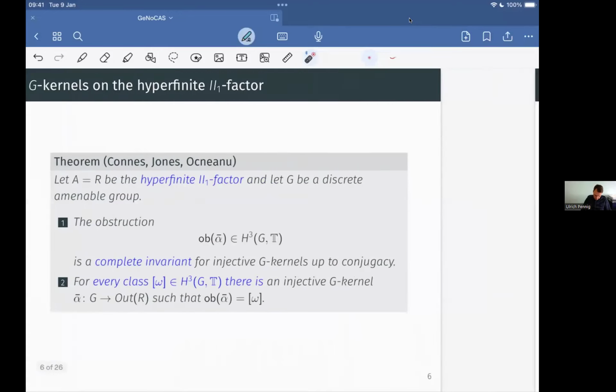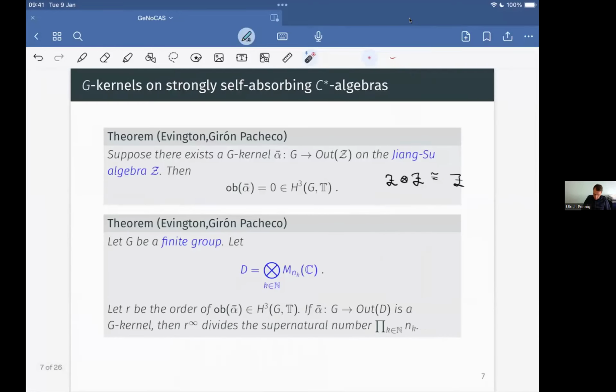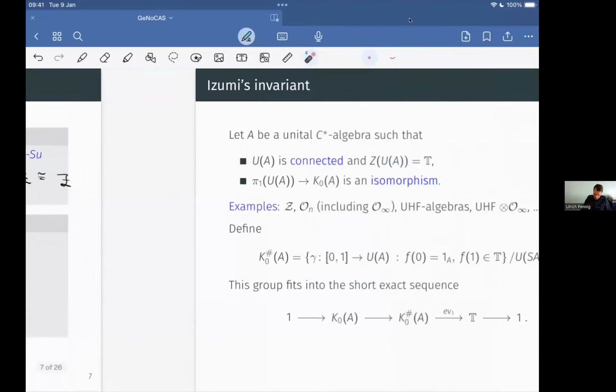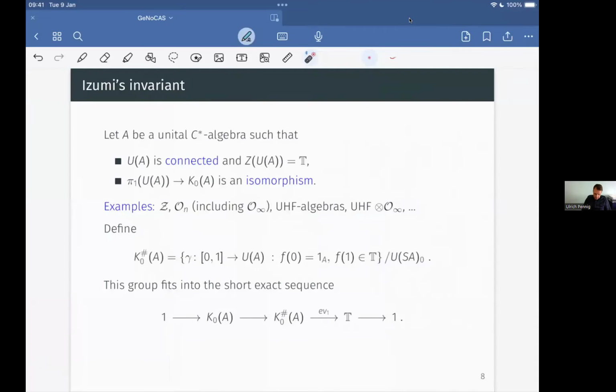Okay, so I want to introduce one more lifting obstruction that was found by Izumi. This is in the following setting. You have a unital C-star algebra, and we assume that the unitary group is connected and that the center of the unitary group is just the circle group T. I also want that the fundamental group of the unitary group maps to K0 of A, and I want this map to be an isomorphism. This looks quite restrictive. Actually, a lot of the examples that we have in mind satisfy both of these conditions.